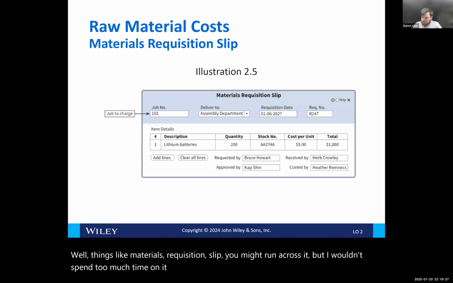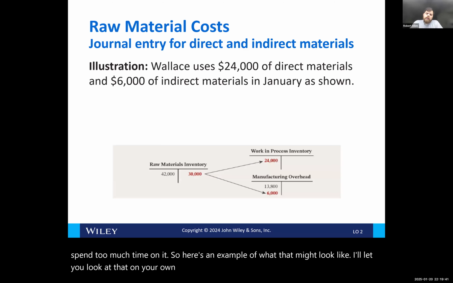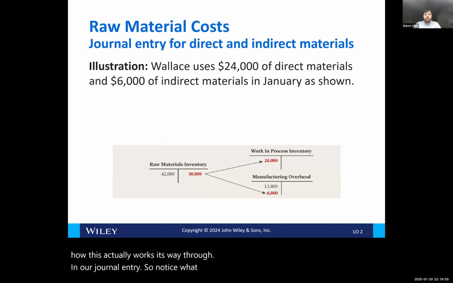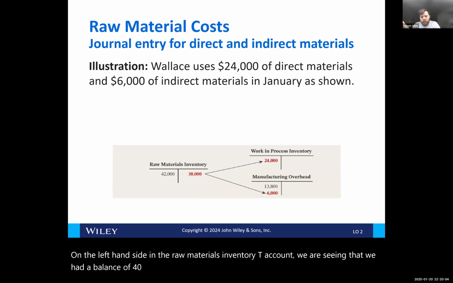So here's an example of what that might look like. I'll let you look at that on your own time. Now, here they tell us we used some direct materials, but some of them are indirect materials. And so we have to be careful in how this actually works its way through in our journal entries. So notice what this graphic is showing you. On the left-hand side, in the raw materials inventory T account, we had a balance of 42,000 and 30,000 came out. So the credit to raw materials inventory is for the full 30,000.